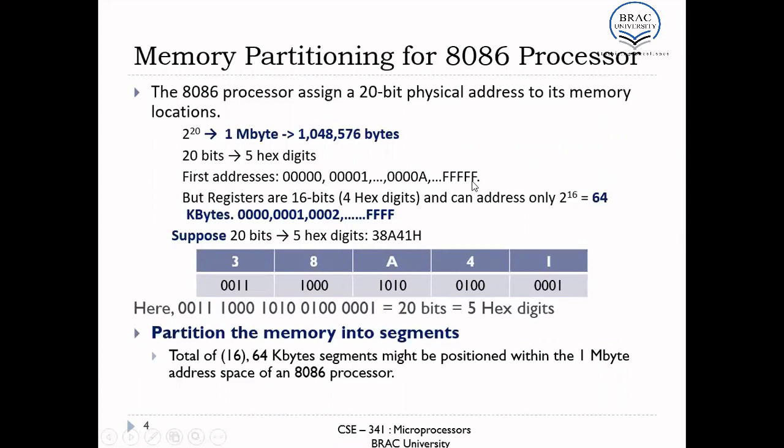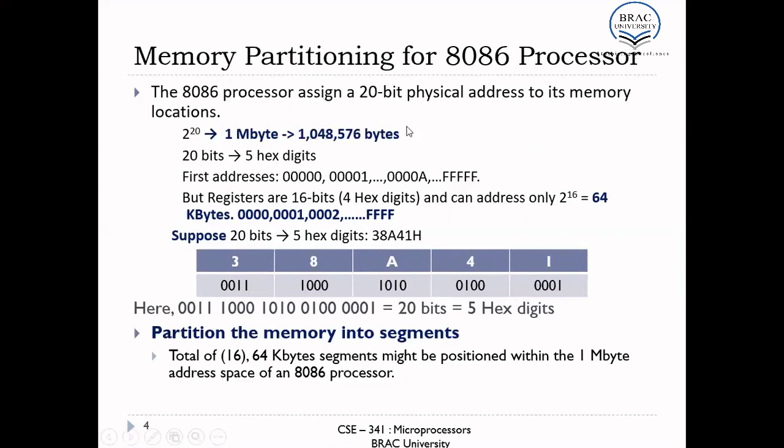Again, we all know 8086 has a data bus of 16 bits, that can carry 16 bits of data, right? The 16 bits means 4 hexadecimal. 1 hexadecimal means 4 bits, so 4 hexadecimal means 16 bits, right? And it can address up to 2 to the power 16, that means 64 kilobytes. And we all know by these 4 hexadecimal digits, the lowest value that can be represented is 0000, and the highest value that can be represented is FFFF, right?